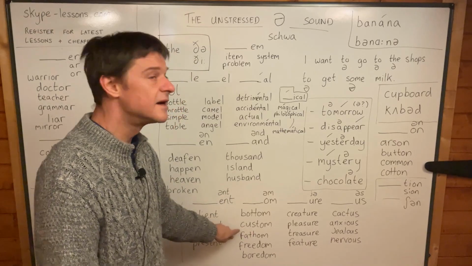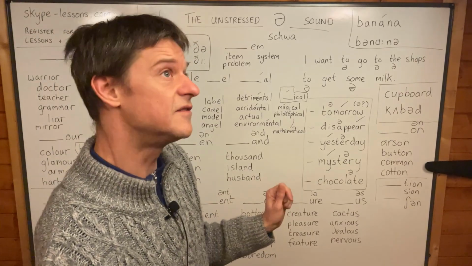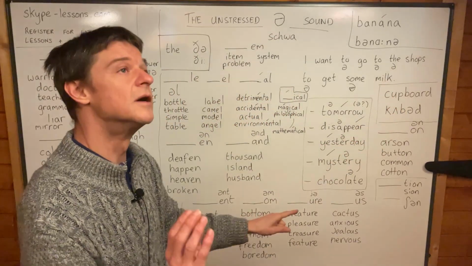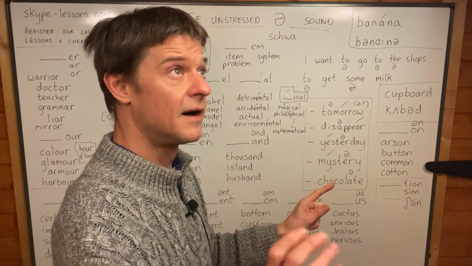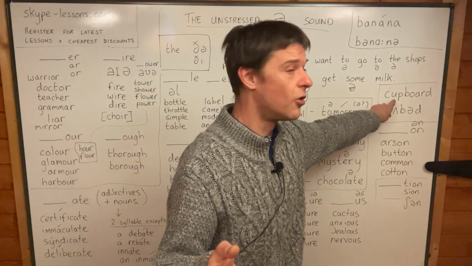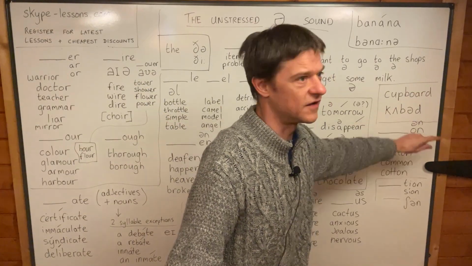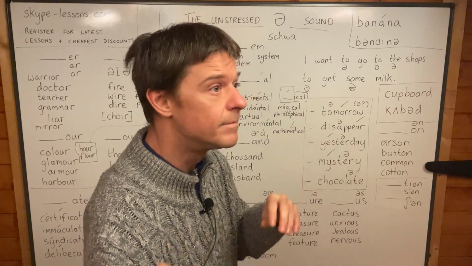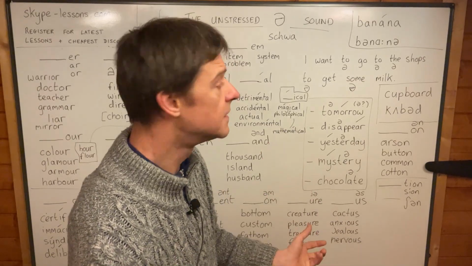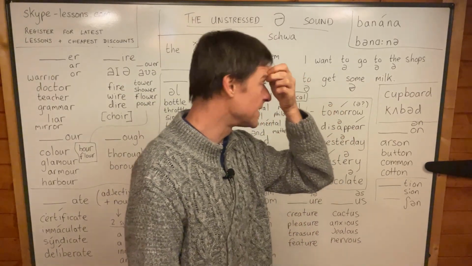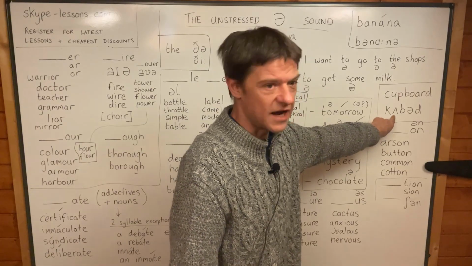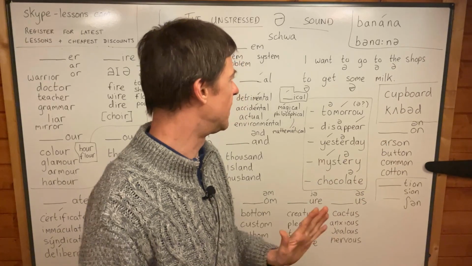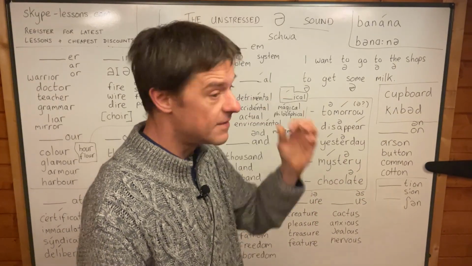If we take a word like "custom," it starts with the "u" just like "cupboard," but then goes to the schwa. They are different. This is more of an "uh" and the unstressed schwa is more of an "uh," if that makes sense. So there is a difference. That's number one. But I mean, this one can be stressed, and the unstressed schwa sound cannot be stressed. It's always unstressed, and that's something I want you to remember.